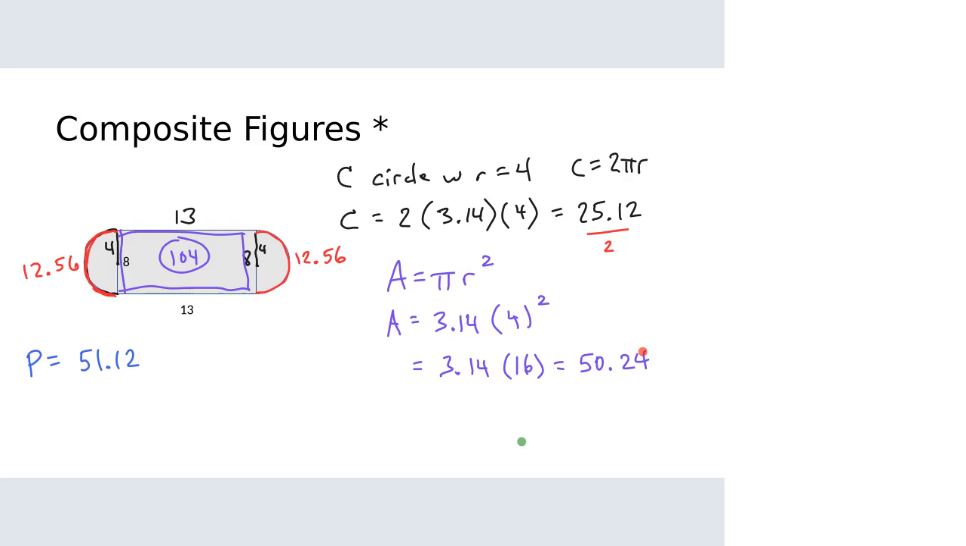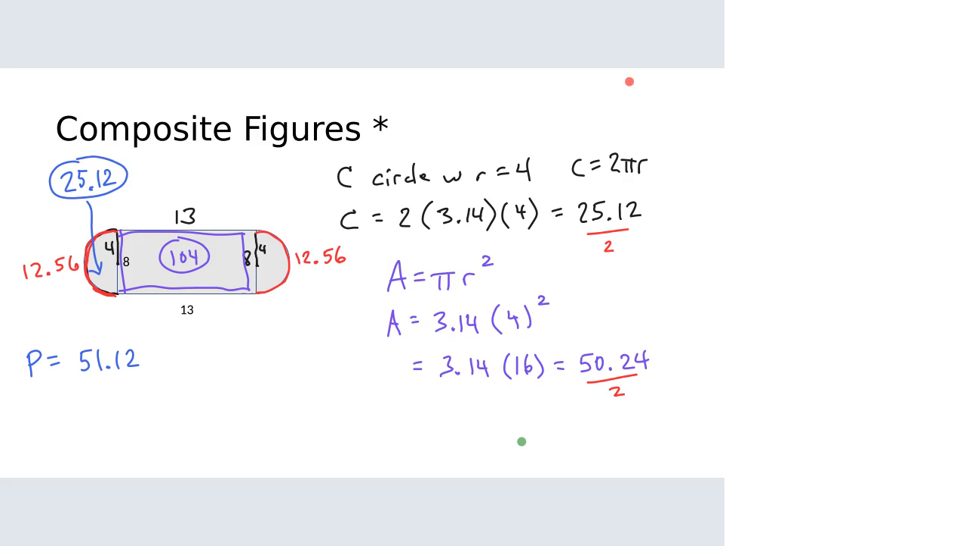Now that 50.24 is, if I had an entire circle, that would be the area of it. But I don't have an entire circle. I only have half. So what I need to do then, same thing I did with the circumference, I need to cut that in half to find out that the area of just that piece over there is 25.12. So the area that's inside there is 25.12.